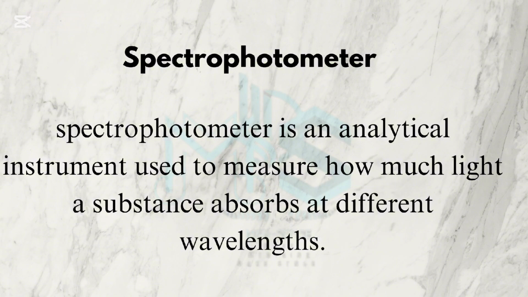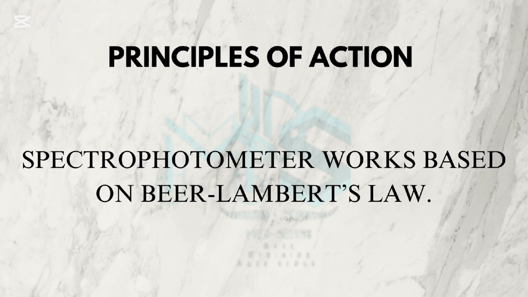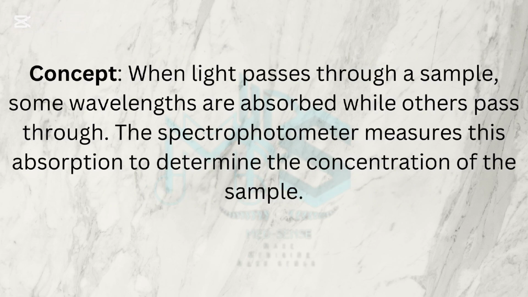A spectrophotometer is an analytical instrument used to measure how much light a substance absorbs at different wavelengths. Principles of action. It works majorly on the Beer-Lambert's law. That is the principle of action of the spectrophotometer. Now, for the concept of its function, when light passes through a sample, some wavelengths are absorbed while others pass through. The spectrophotometer measures this absorption to determine the concentration of the sample.